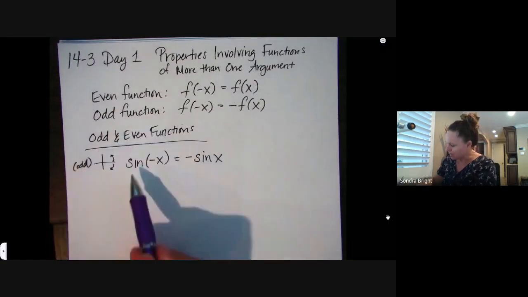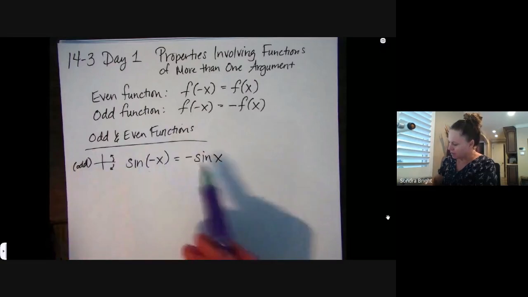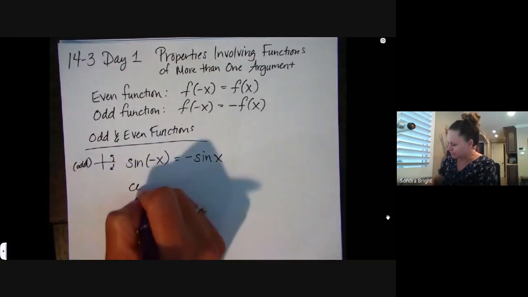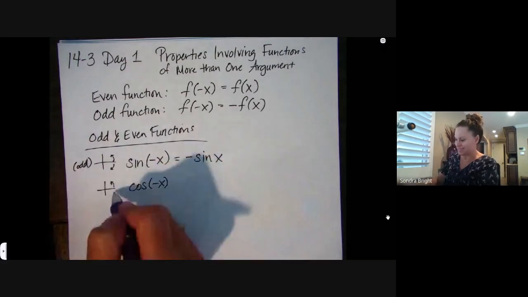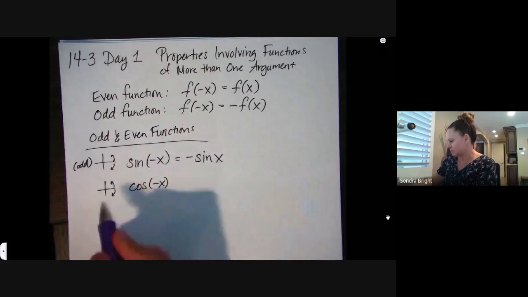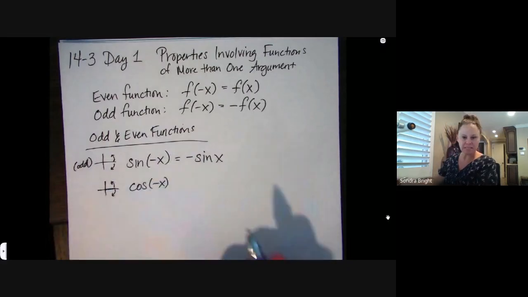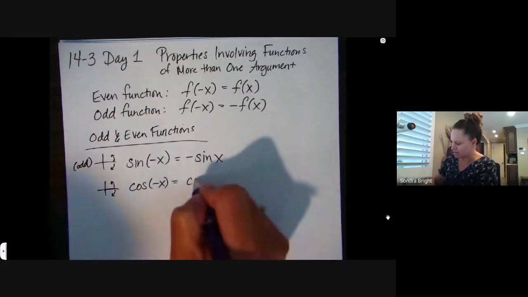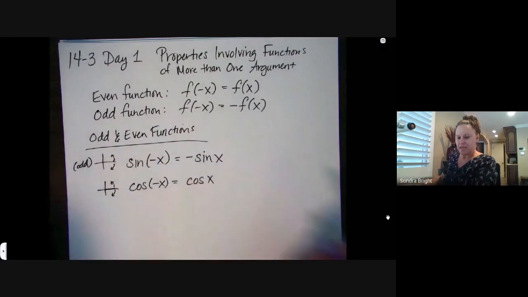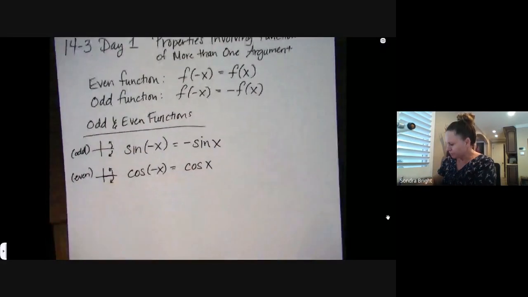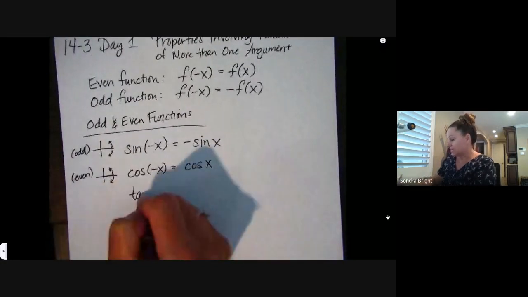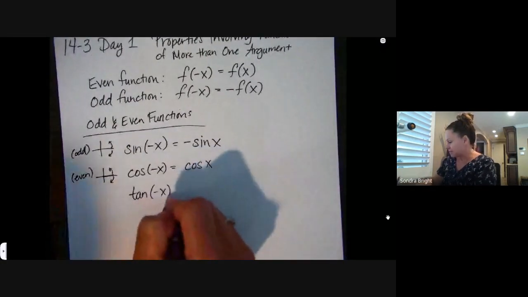For cosine of negative x, if this is the positive angle, then a negative angle would be this way, but your cosine is your x value, so it's still positive. And so this is equal to cosine of positive x. So this is an even function. For tangent, it's an odd function. It is negative tangent of x.